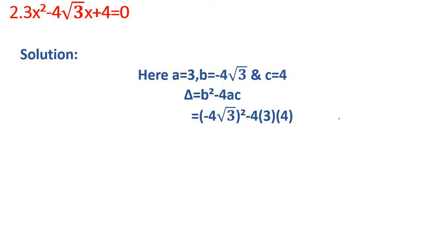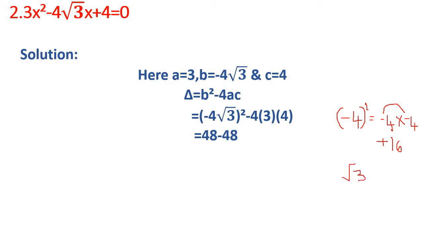Here minus 4 root 3 whole square becomes minus 4 whole square, minus 4 whole square. So we can write minus 4 into minus 4. What is minus 4 into minus 4? Minus into minus is plus. 4 4s are 16. Now root 3 whole square is there. We can cancel square and root.